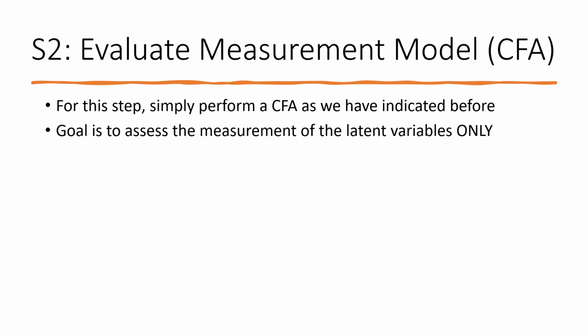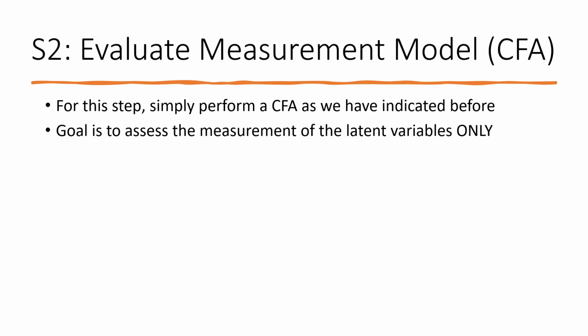And the reason for that is, again, the goal of the CFA is to assess the measurement component only, not to assess the appropriateness of the paths. That'll come in a future step. So we have covariances between all pairs of latent variables, as is typical in the CFA, and we run that confirmatory factor analysis.